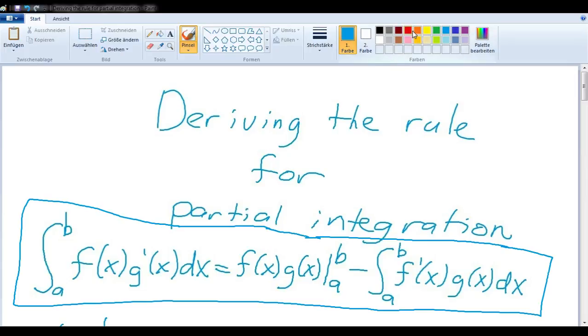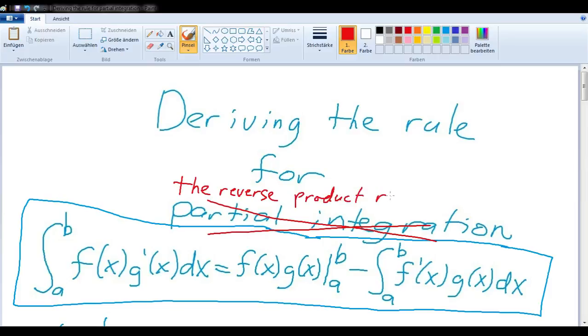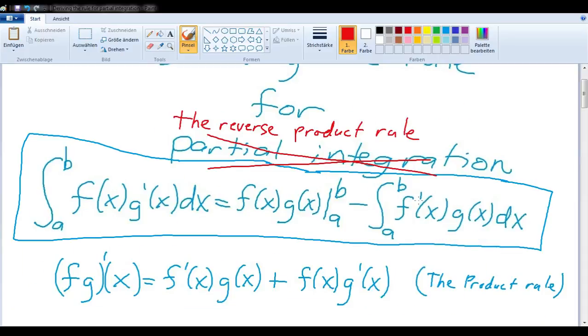And our trick in doing that will be not to think of this as partial integration, also not as integration by parts, but to think of it as the reverse product rule. So I've taken the liberty of writing the product rule out here for us.